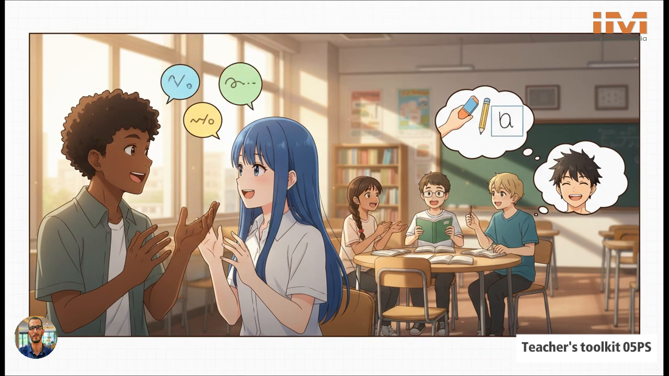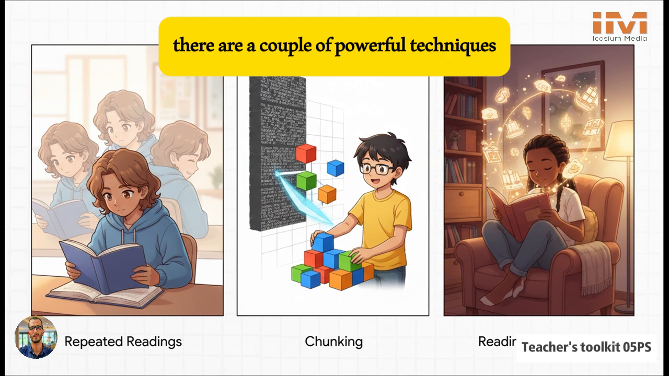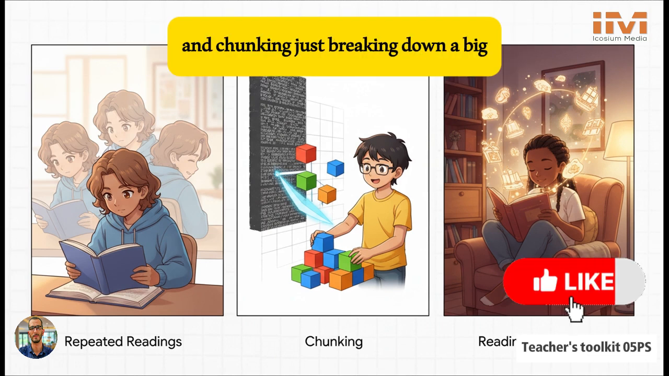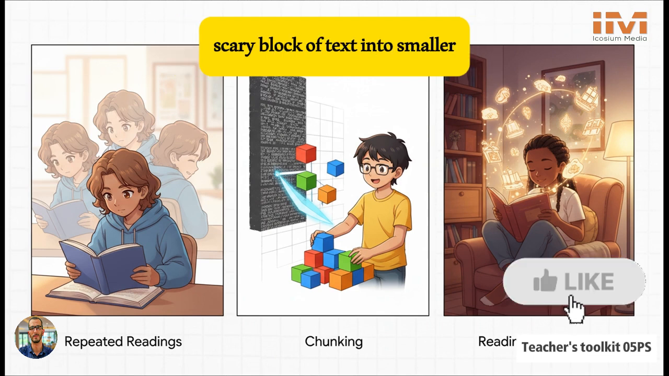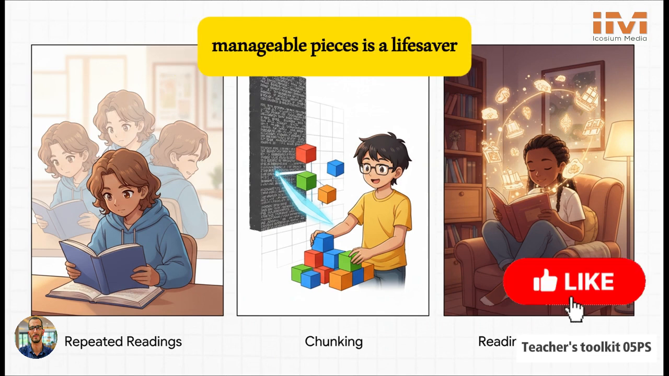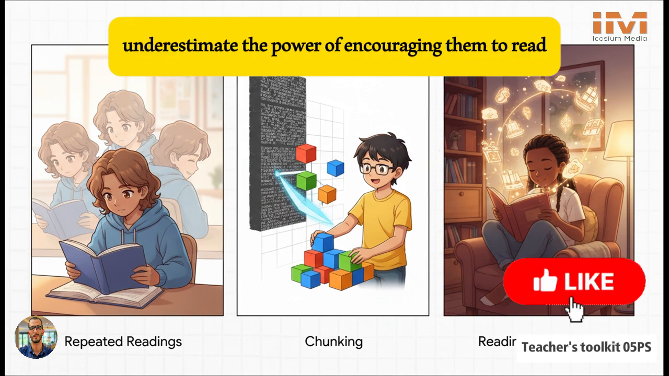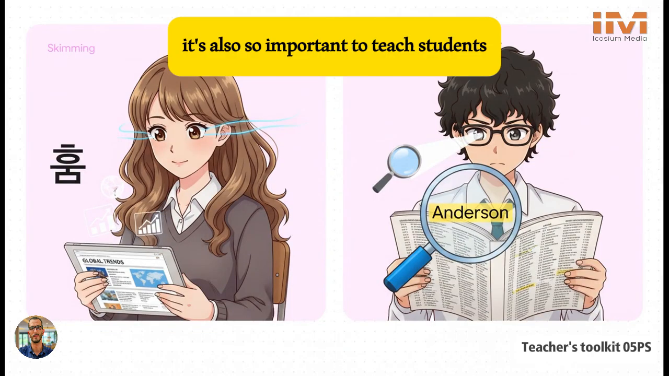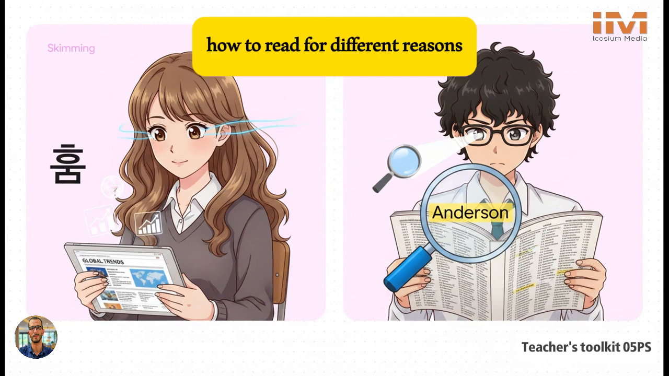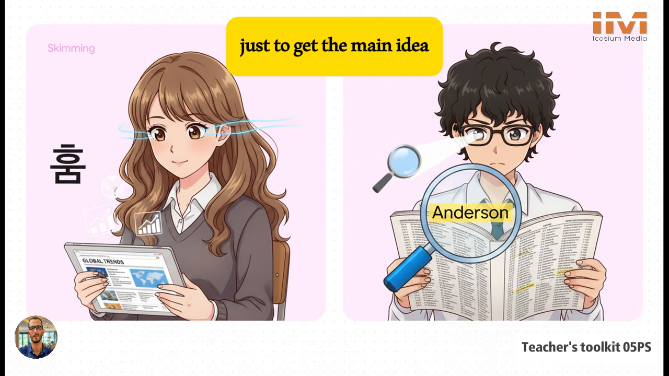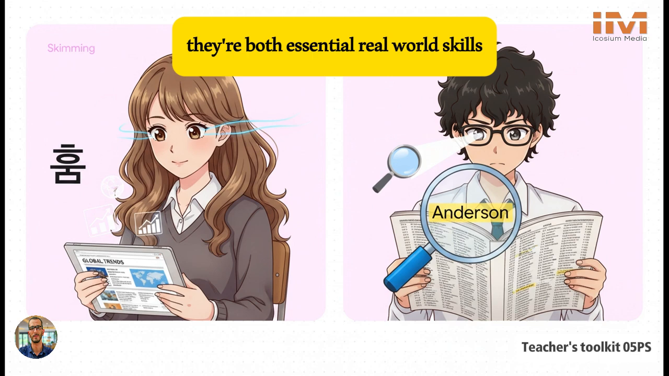When it comes to reading, there are a couple of powerful techniques. Repeated readings can do wonders for building fluency and speed. And chunking, just breaking down a big, scary block of text into smaller, manageable pieces, is a lifesaver. And please, never ever underestimate the power of encouraging them to read just for the fun of it. It's also so important to teach students how to read for different reasons. Skimming, that's like glancing at the headlines of a newspaper just to get the main idea. Scanning, on the other hand, that's what you do when you're looking for one specific thing, like your name on a list. They're both essential, real-world skills.